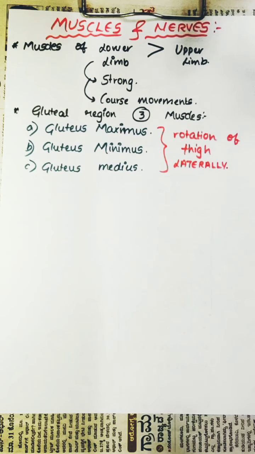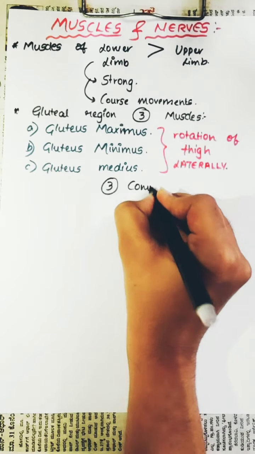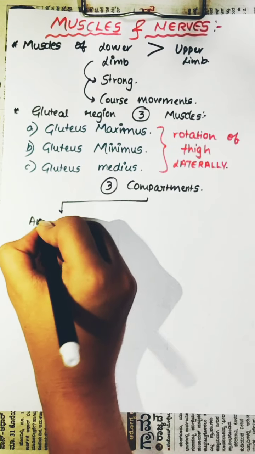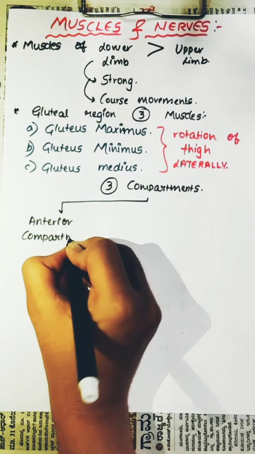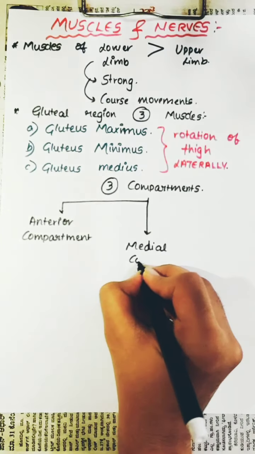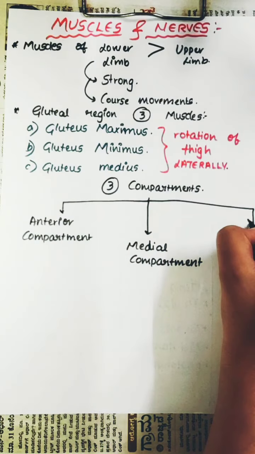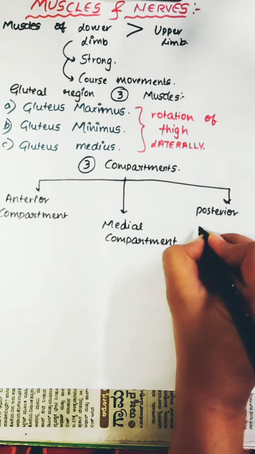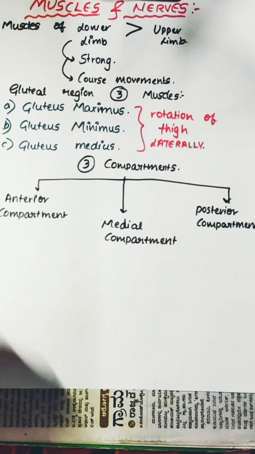Then the thigh of the lower limb is divided into 3 compartments. It has the anterior compartment, the medial compartment, and finally the posterior compartment.